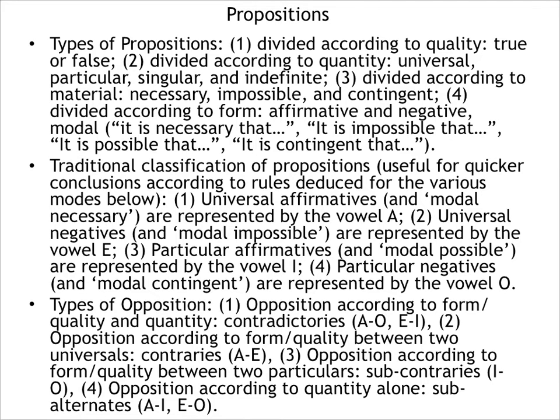Particular affirmative: if I say Spot is a dog, that's an affirmative about a particular thing. This Spot is a dog. Particular negative: Spot is not a dog. Maybe Spot's a cat. Spot is not a dog. That's a particular negative.